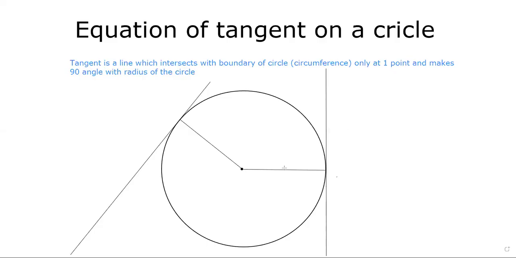Okay, so as you can see, this is the circle. These are the radius which I have mentioned, and this is the line which is passing through the boundary of the circle, and it is just touching at one point. So we call it a tangent line, which makes 90 degrees over here.